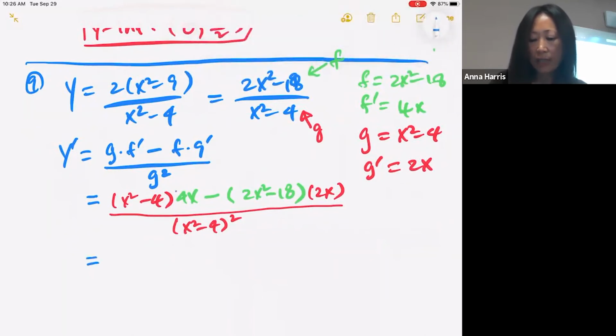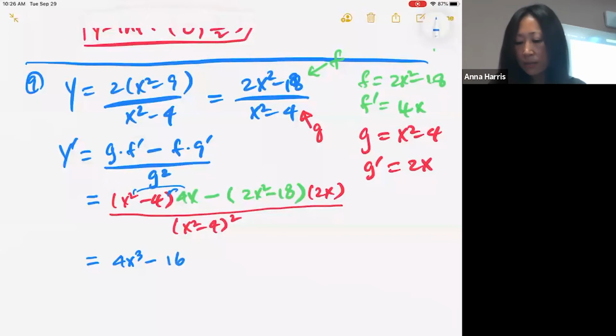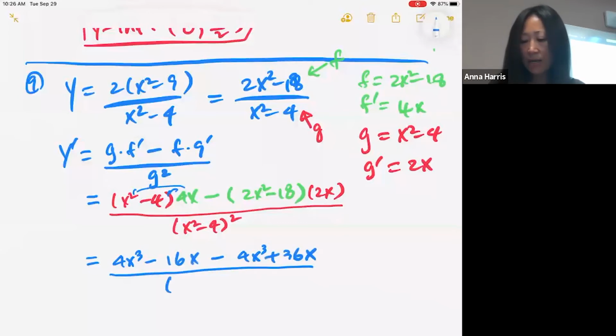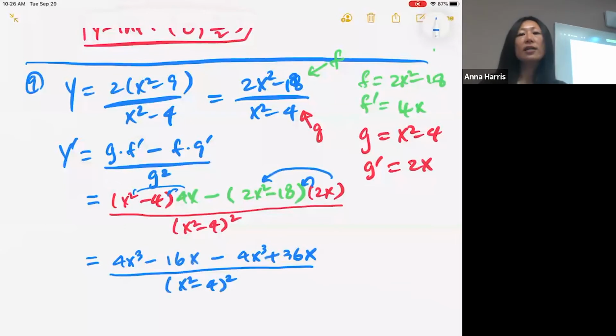All right, so we're going to expand this, distribute it. You get a 4x to the third minus 16x, minus 4x to the third plus 36x, everything divided by (x squared minus 4) to the square. I simply just distribute it, okay? 2 times 2 is 4, 18 times 2 is 36. Okay, 4 times 4 is 16.